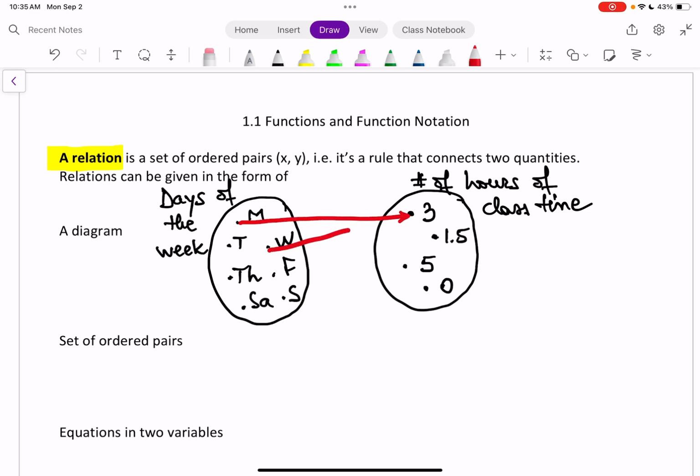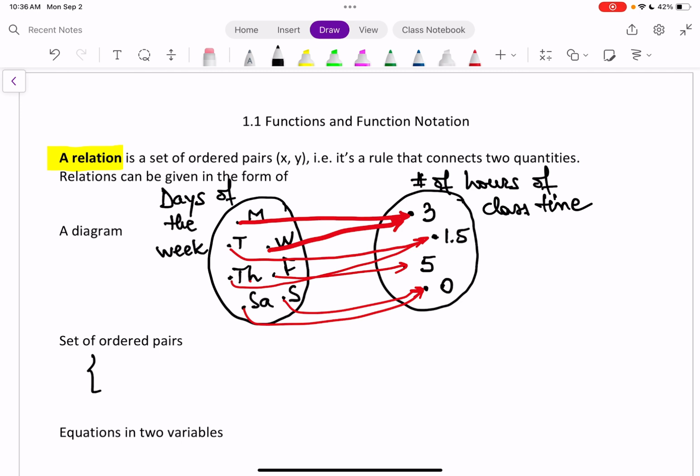Let's say Monday and Wednesday, you're in class for 3 hours. Let's say Tuesday and Thursday, you're in class for an hour and a half. Say Friday's a big day. And then Saturday and Sunday, you're in class for 0 hours. So we're simply connecting the dots, right? We're showing the relation of how the days of the week are related to the number of hours of class time. Okay. Now, of course, in our class, we're going to get more mathematical.